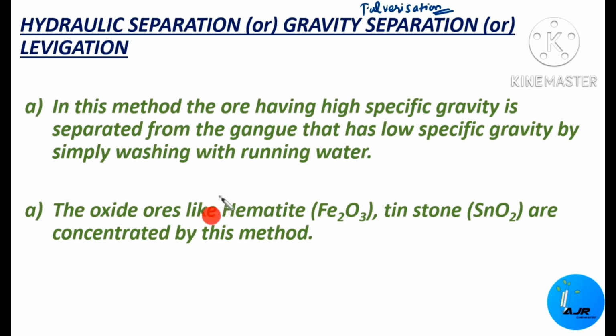In this method, the powdered ore is washed with a stream of running water. What are the lighter particles? The impurities or the gangue. They are the low specific gravity particles. These lighter particles get washed away, leaving behind the heavy ore particles. This process is called levitation. Understood, students?